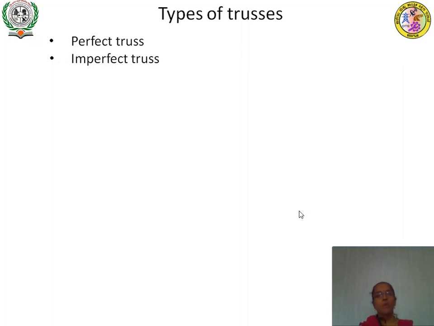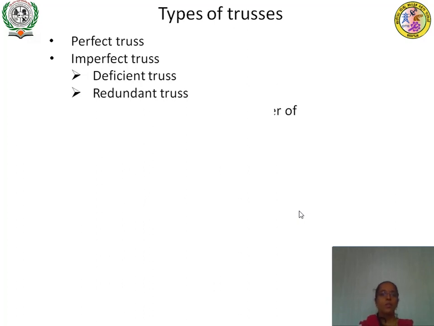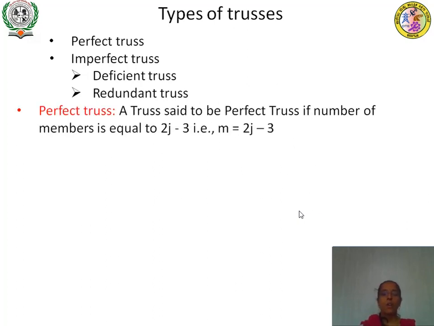Okay, so imperfect truss is further divided into deficient truss and redundant truss. Now, how we can define a perfect truss: a truss is said to be perfect if the number of members is equal to 2j minus 3, that is, m is exactly equal to 2j minus 3. So the requirement is 2j minus 3, and if the provided number of members is also the same, then it is called a perfect truss.